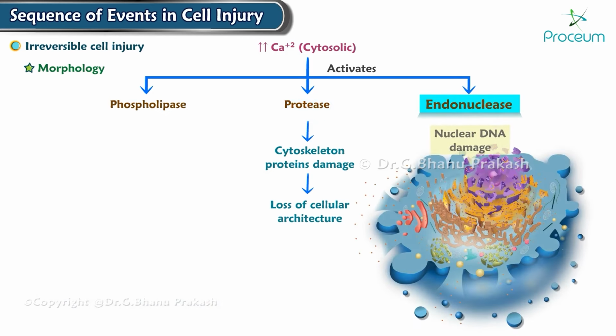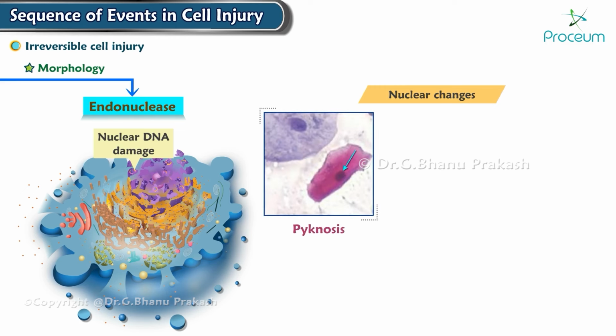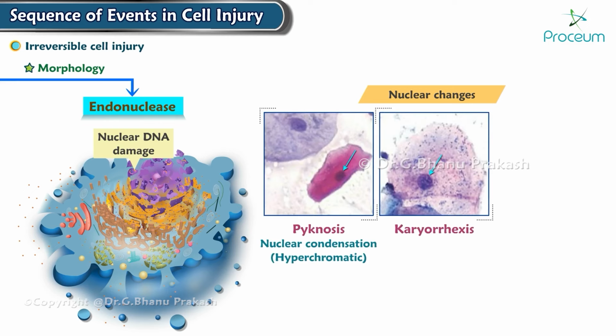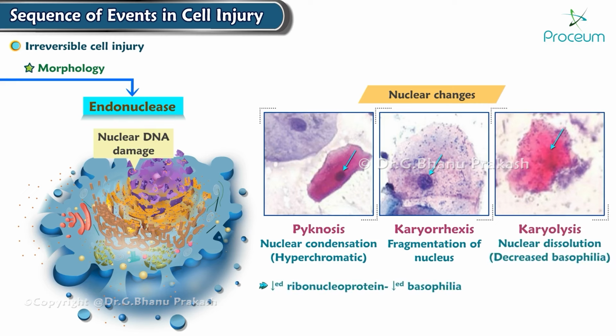Endonucleases damage the DNA in a sequence, and the following nuclear changes are observed. Pycnosis is nuclear condensation, which is hyperchromatic. Then there's karyorrhexis, which is the fragmentation of the nucleus, and karyolysis, which is nuclear dissolution. Decreased ribonucleoprotein results in decreased basophilia.